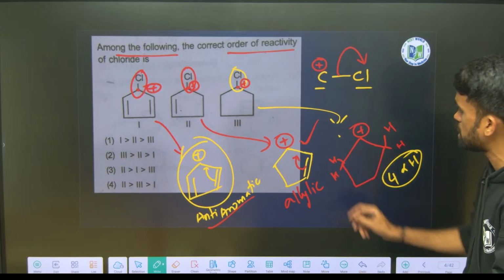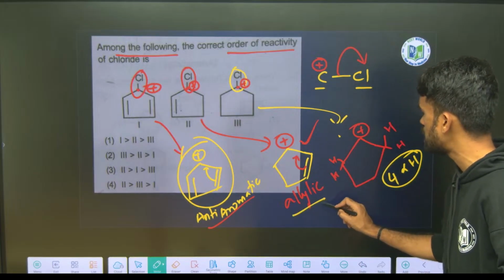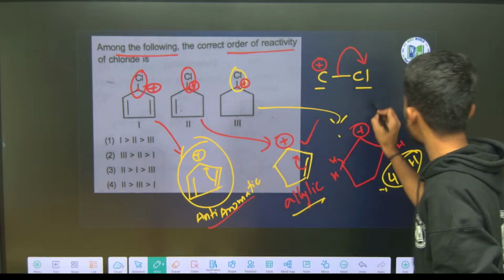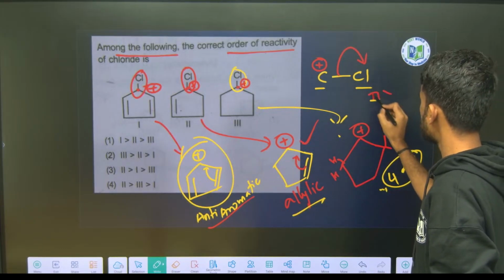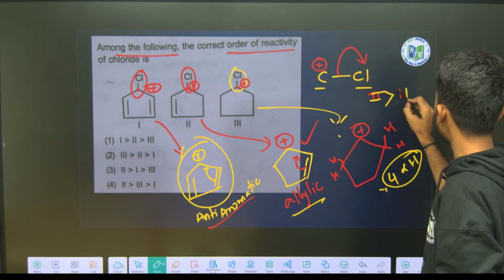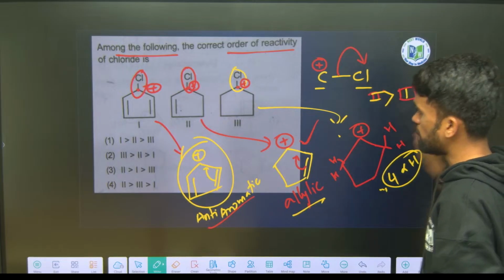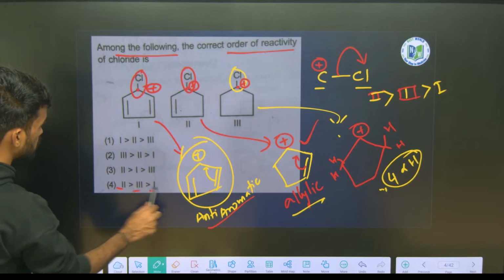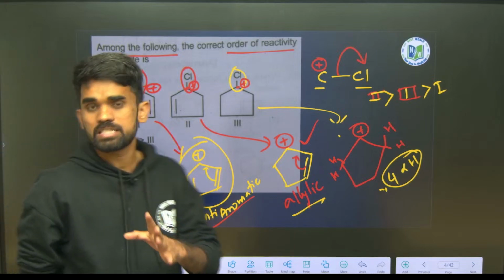So which is more stable? Allylic is more stable, then this one with normal hyperconjugation, then this one. So what I can say, 2 is more stable, after that 3, and least stable is 1. So 2, 3, 1. So the fourth option will be your perfect answer for this question.